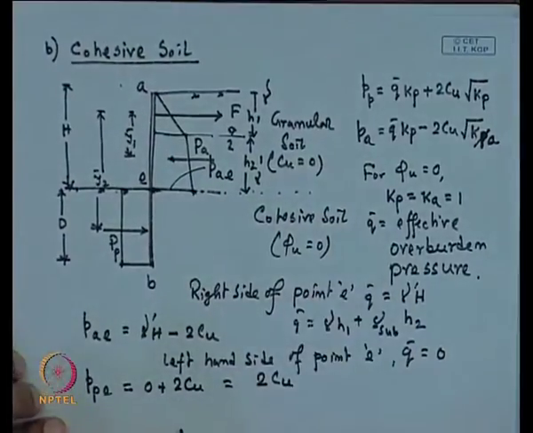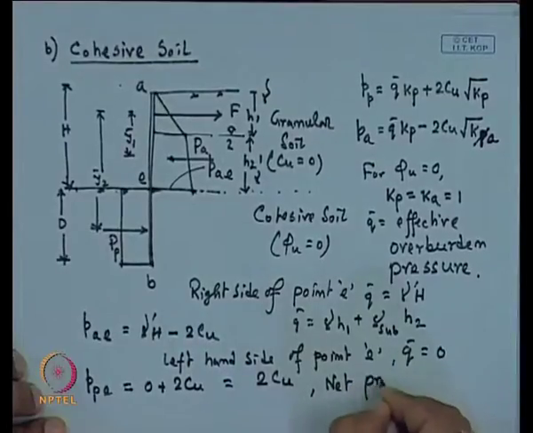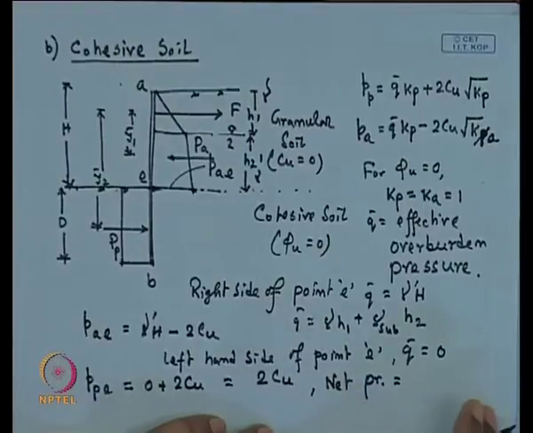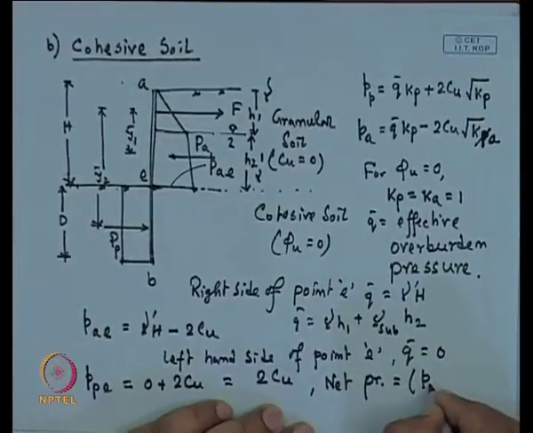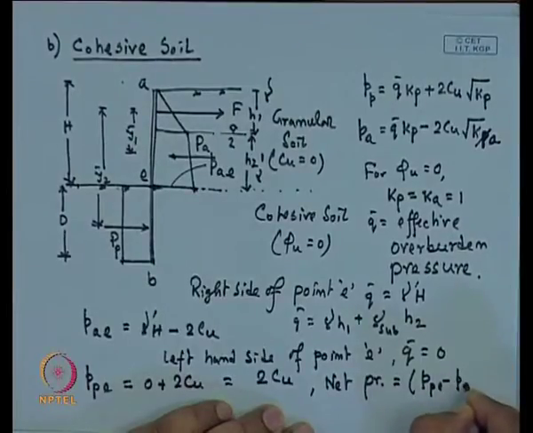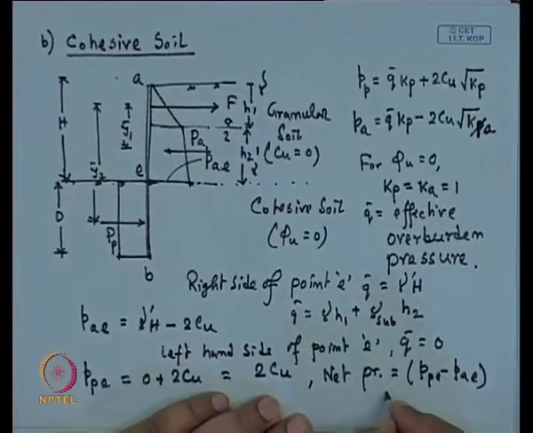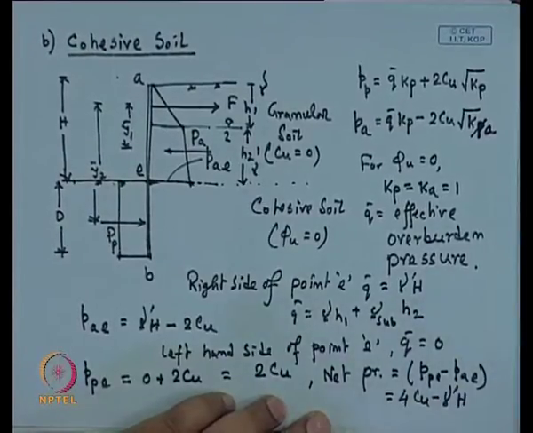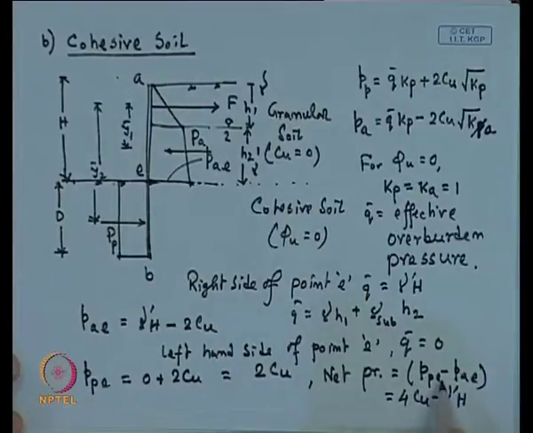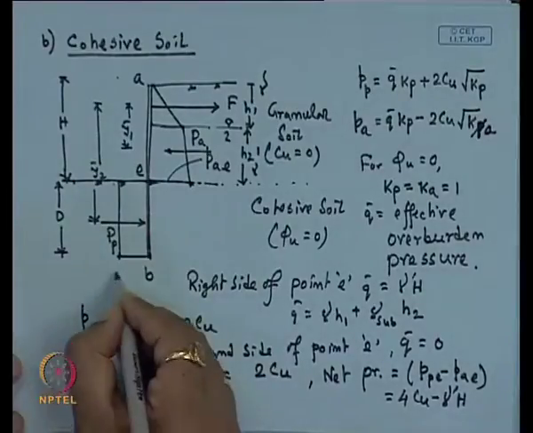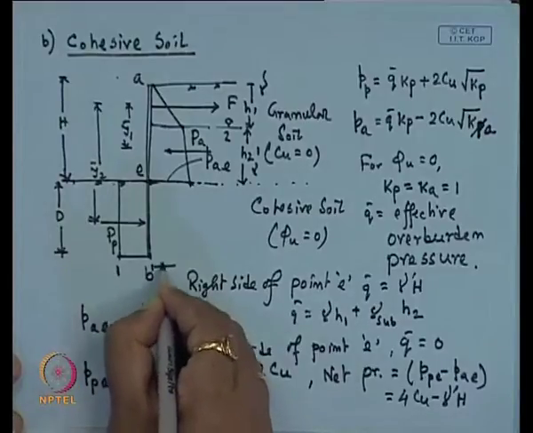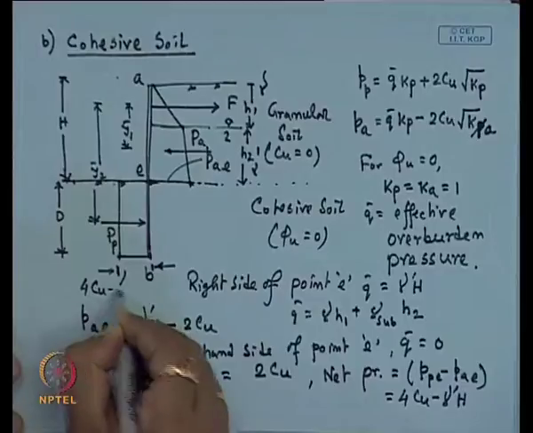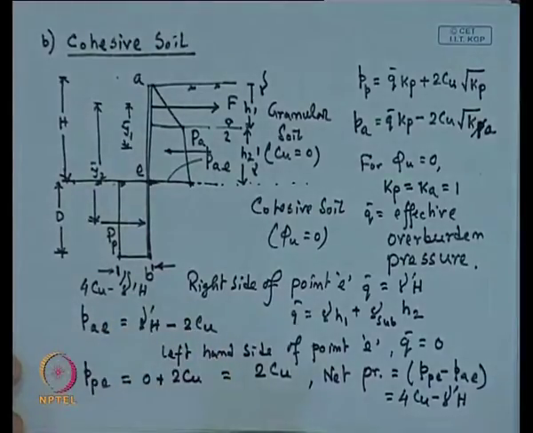So, the net pressure we can write as P P E minus P A E. So, that is equal to 4 C U minus gamma dash H. So, P P E at E and P A E give 4 C U minus gamma dash H. So, the net pressure that we are getting at this level is 4 C U minus gamma dash H.